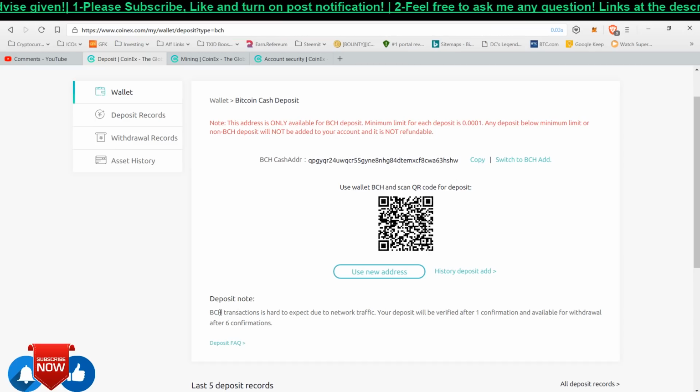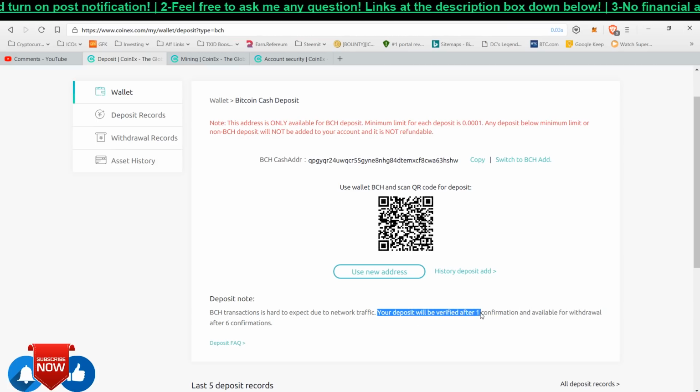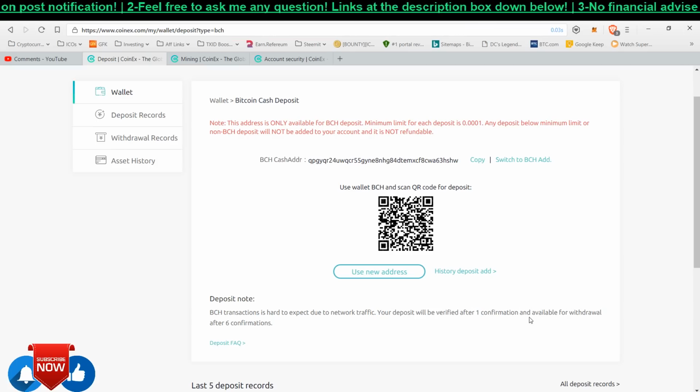So as you can see here, Bitcoin Cash transactions are hard to predict due to the network traffic, because there's a lot of traffic going on, many transactions done every second. So your deposit will be verified after one confirmation. Once you have one confirmation, it is already inside your CoinEx exchange. You can use the funds and trade with them.